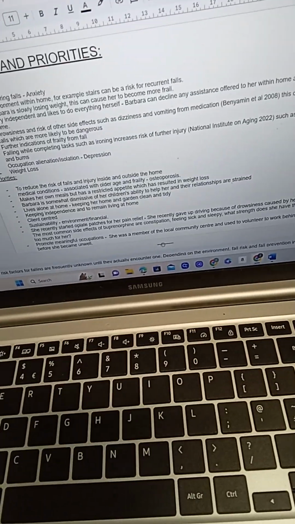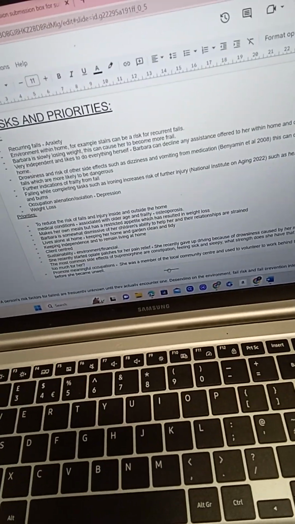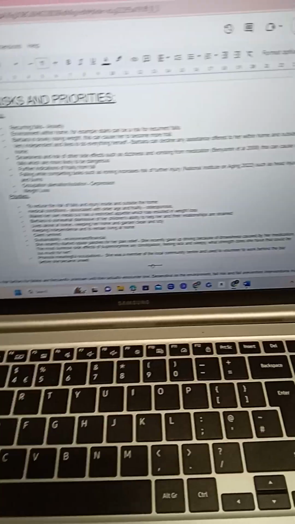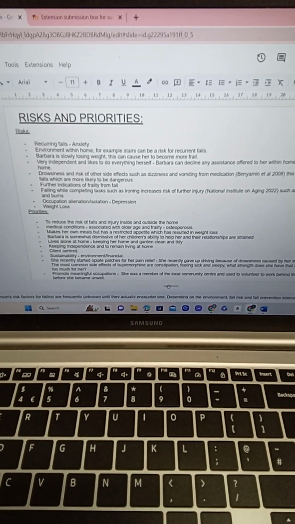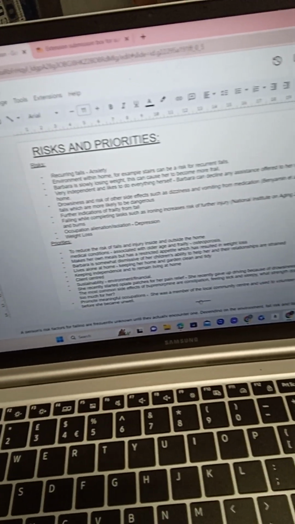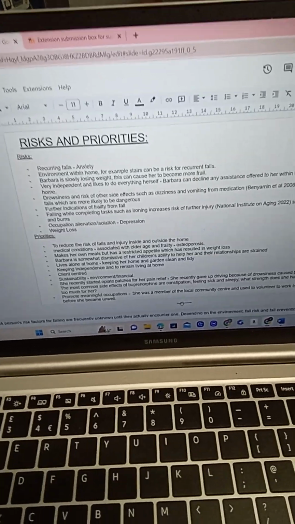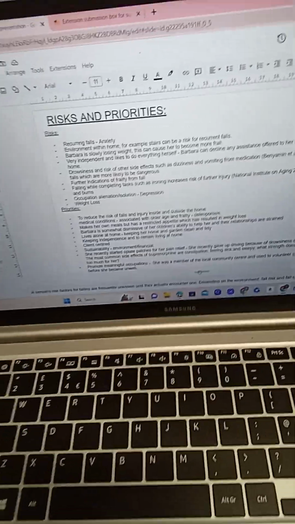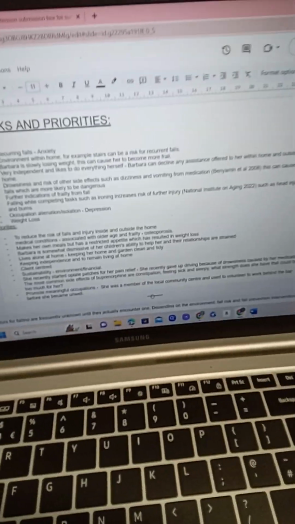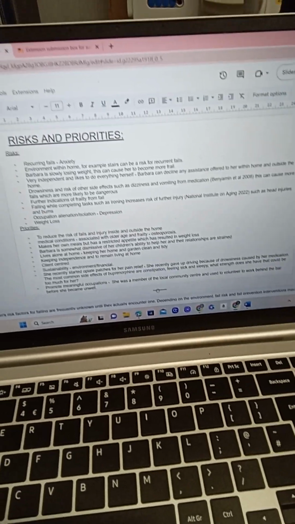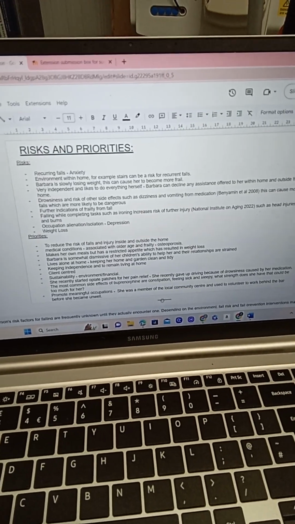She's drowsy. This can cause other side effects. So from her medication, falls can become more dangerous. And then there can be further indications of frailty from the fall. So from her falling, we can then look at maybe there might be other symptoms that she's been getting, or other symptoms of frailty. So we can also look at the priorities, which is a list there. So to reduce the risk of falls, injury, outside and inside the home.